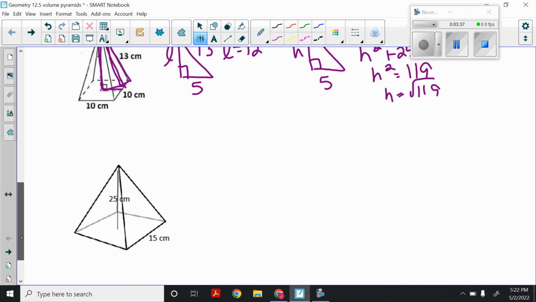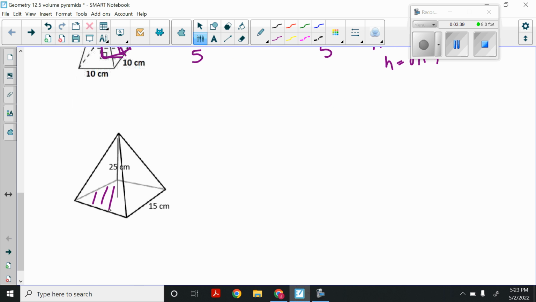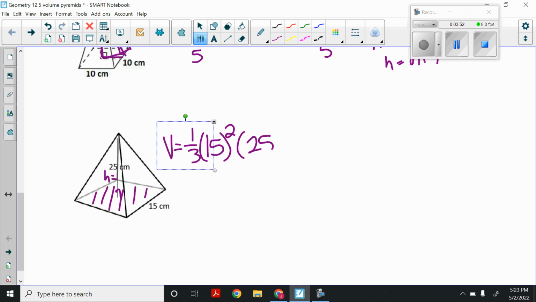Right, so the next example, again, it's a square pyramid. This time they give me the height of the pyramid. So my volume is 1/3 the area of the base, 15 squared, or 15 times 15, times the height of 25. So 15 squared is 225. 225 times 25, and then divided by 3, I get a volume of 1,875 cubic centimeters.